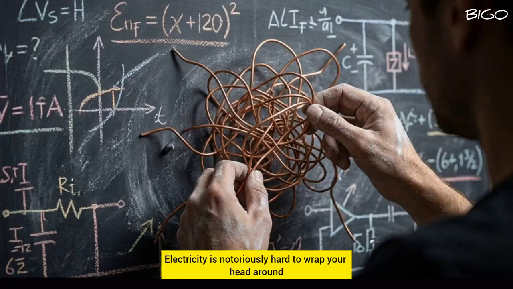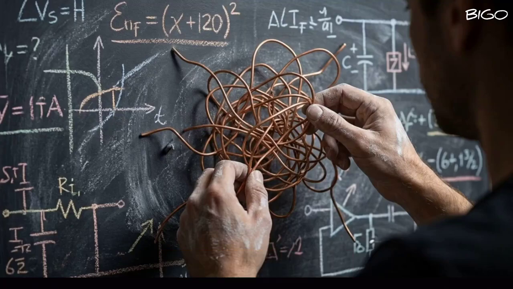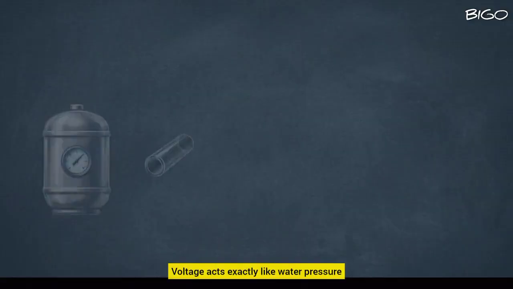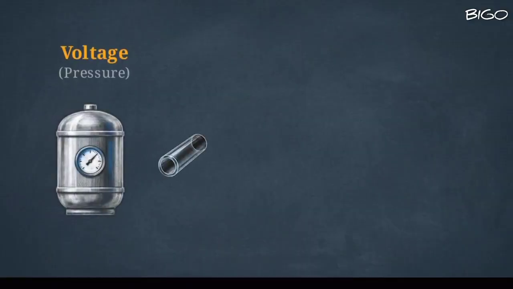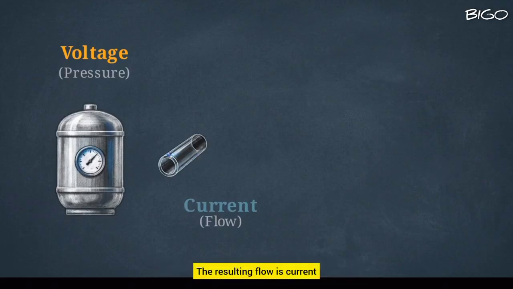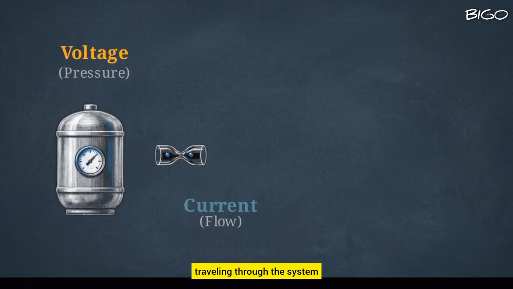Electricity is notoriously hard to wrap your head around, mainly because you can't actually see it moving through a wire. Voltage acts exactly like water pressure. It's the driving force pushing everything forward. The resulting flow is current, the actual movement of electrical charge traveling through the system.